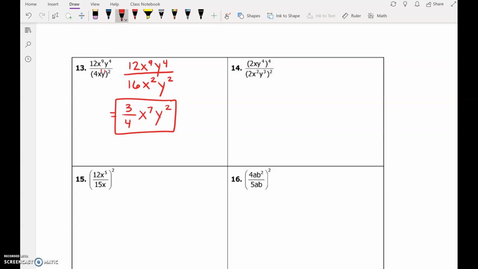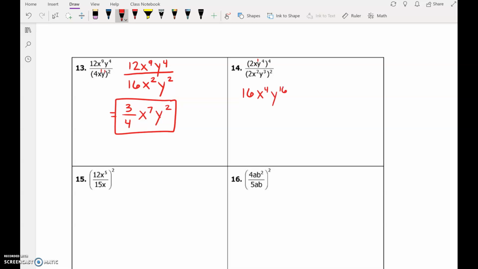Number 14, you have 2 sets of parentheses. So we are going to simplify the top, simplify the bottom, and then divide the 2 expressions once you have simplified. So 2 to the 4th power, if you have a calculator, you could type 2 times 2 times 2 times 2, and you should get the number 16. Then multiply your exponents again. 1 times 4 is 4, and 4 times 4 is 16.